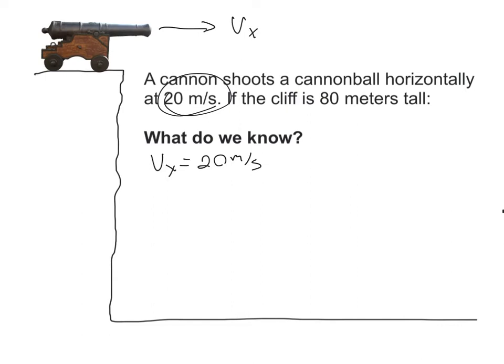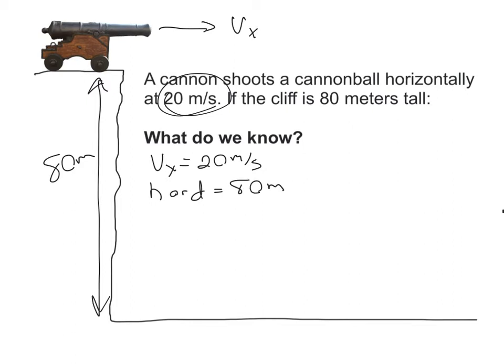We also know that the cliff is 80 meters tall, so that's going to be 80 meters. So we can say the height, or we could say the distance. That's going to be 80 meters. Another thing that it just assumes that we know is that this cannonball is flying through the air and it's accelerating due to gravity. So remember that baby g is 10 meters per second squared. Now this is going to be really important as we work through this.